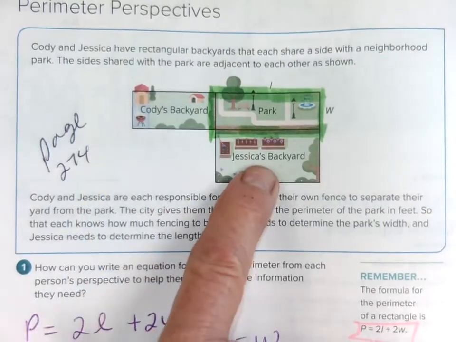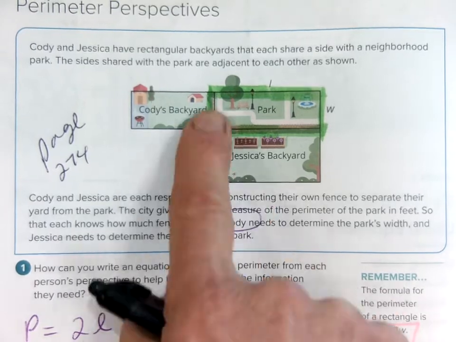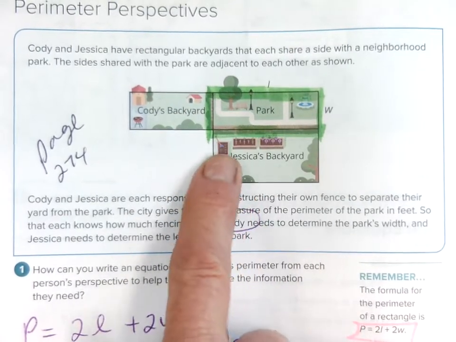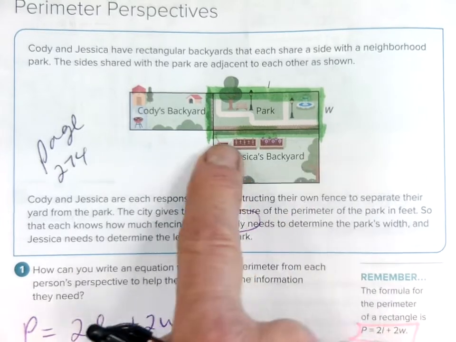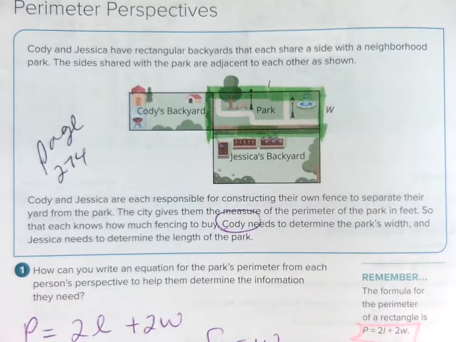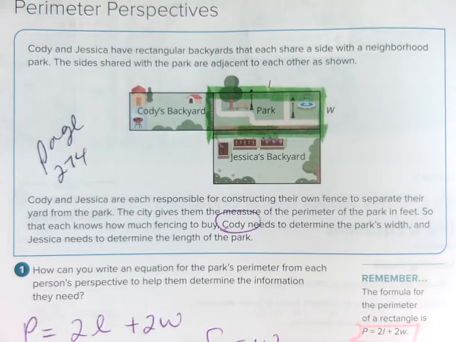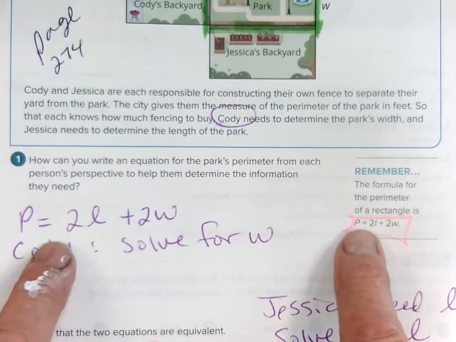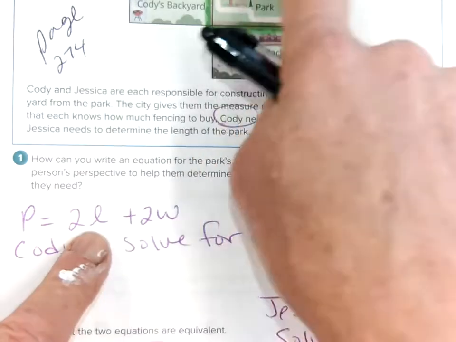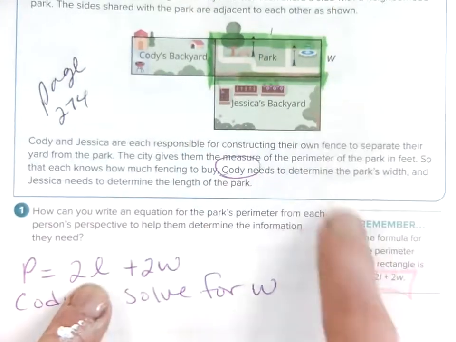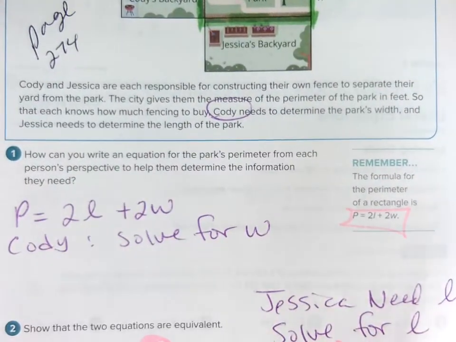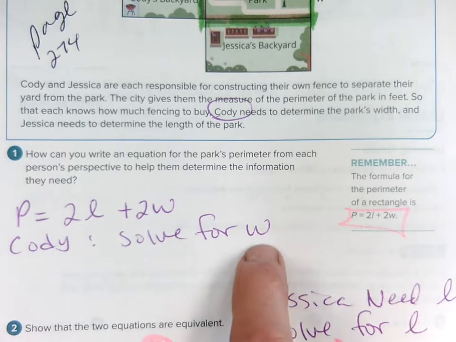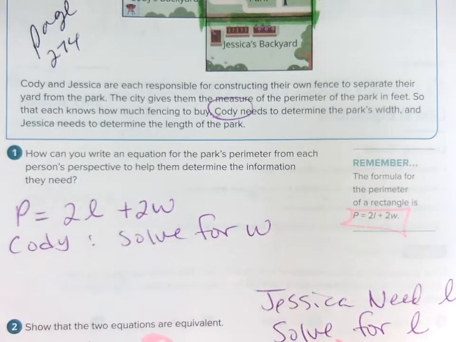Cody and Jessica both have houses that border the park. Cody needs to know the width of the park. Jessica needs to know the length of the park. Now we know from a perimeter problem that the perimeter is equal to 2 times the length plus 2 times the width. So Cody needs to know the width. So we take our perimeter equation and we solve for the width.